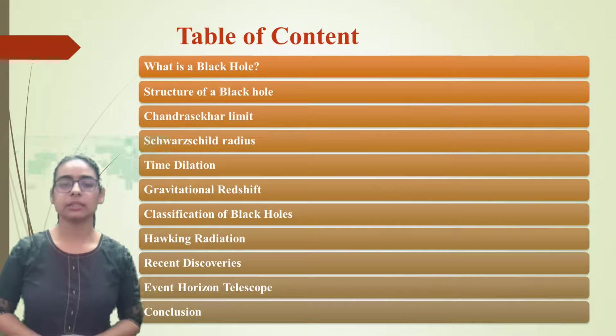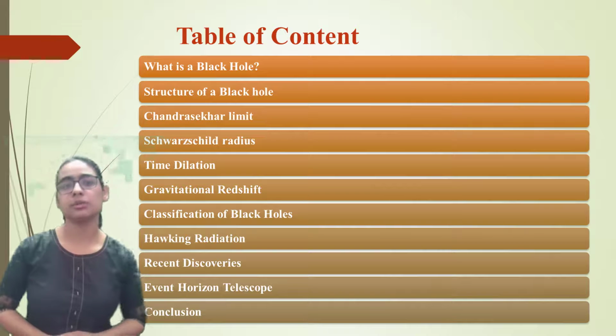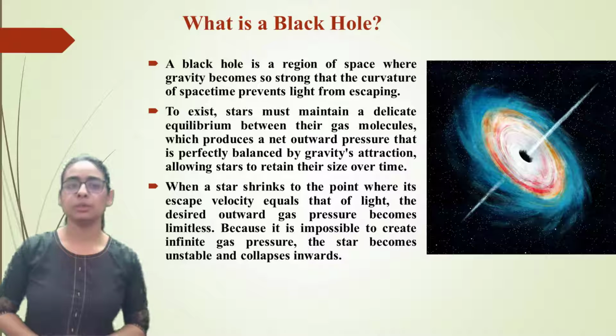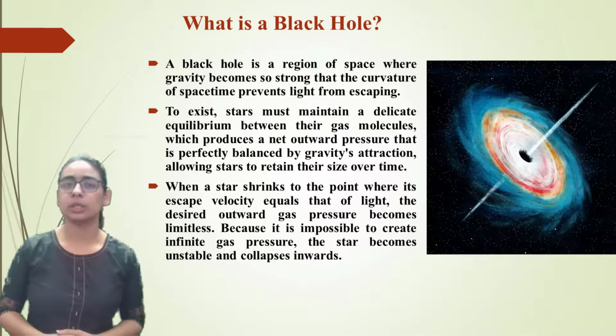Then we will see the recent discoveries that allowed us to see the actual picture of a black hole, and then the Event Horizon Telescope which made all these discoveries possible. Lastly, we will see the conclusion part. So, let's see what a black hole is.